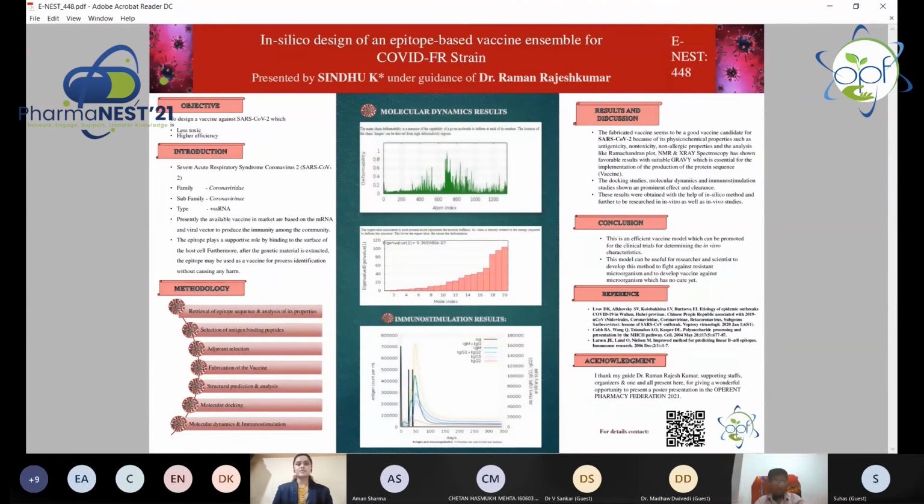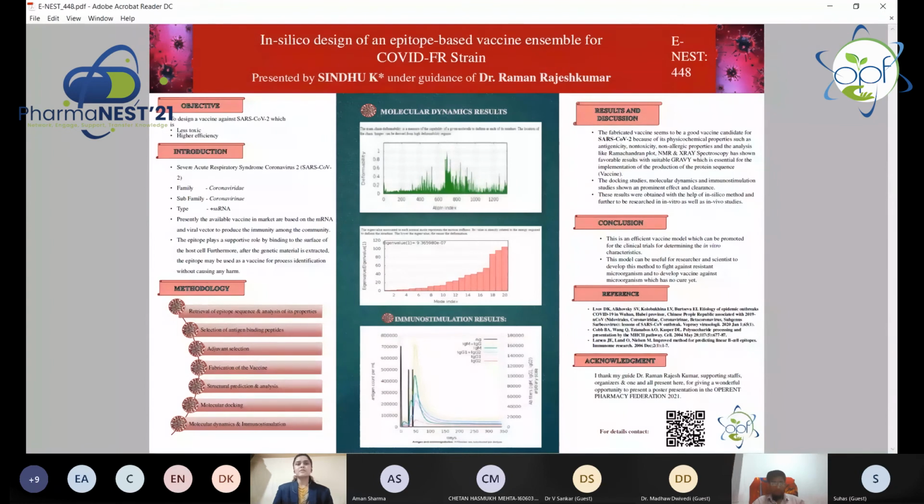And then the selection of the antigen binding peptides. The antigen binding peptides are the T cell and B cell peptides. We took these from the protein data bank from the IEDB. Here the MHC1, MHC2, and linear B cell epitopes were extracted, and these are studied and selected based on physicochemical properties such as antigenicity, non-toxicity, non-allergic properties, and the analysis took place.